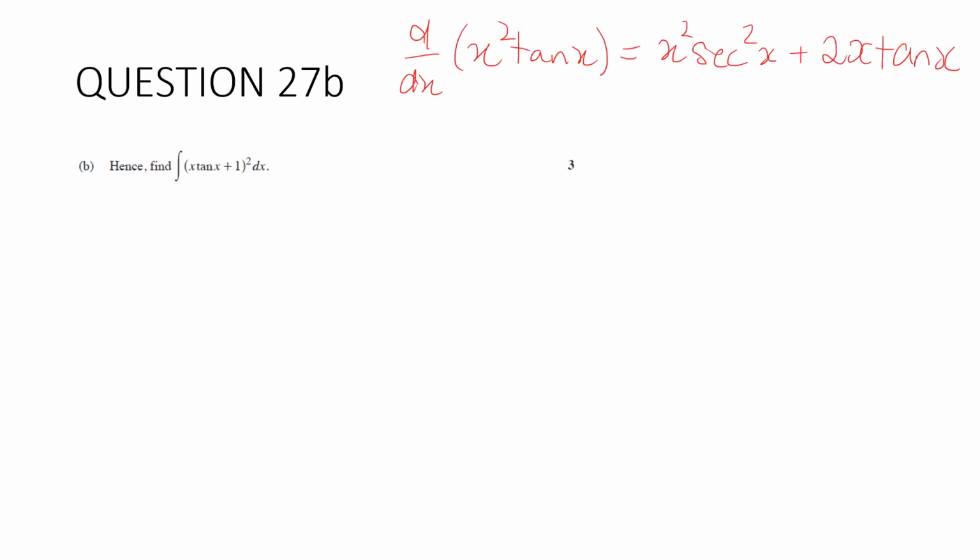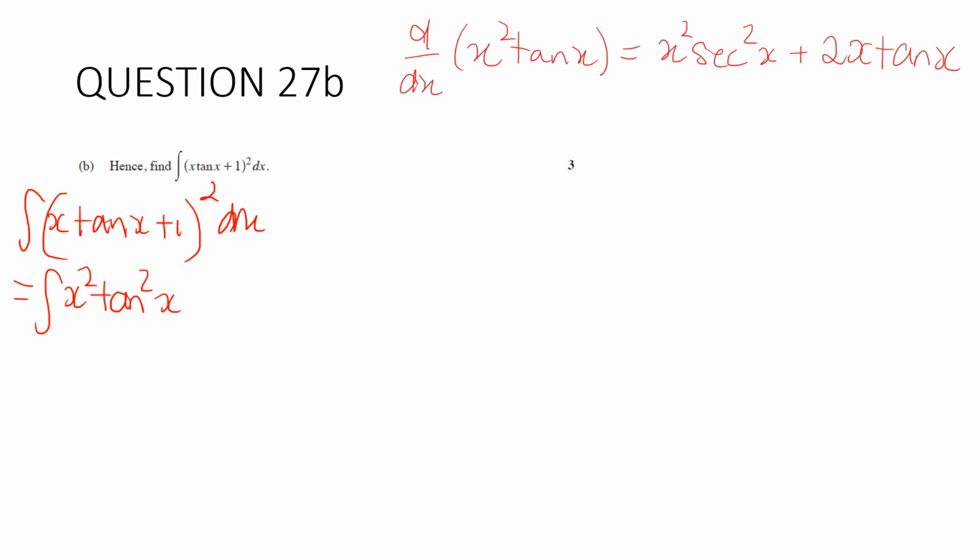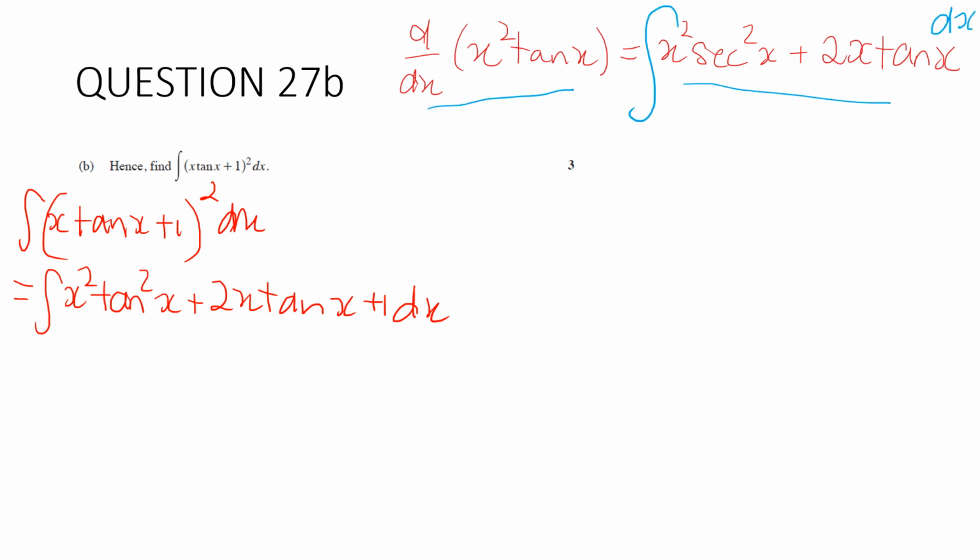Part B. Hence find the integral of (x tan x plus 1) all squared dx, which is equal to the integral of x squared tan squared x plus 2x tan x plus 1 dx. All right, now looking at what we found in part A, if the derivative of this is equal to that, then the integral of this must be equal to that. Right, so I'm going to try and match this. That makes sense. Now, let's turn it around.